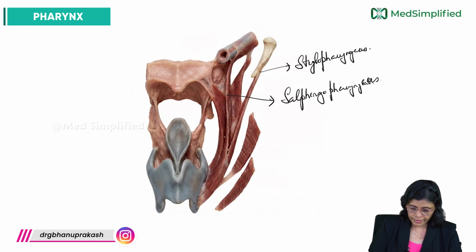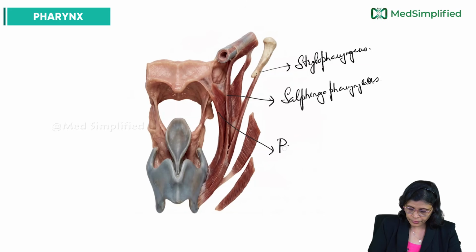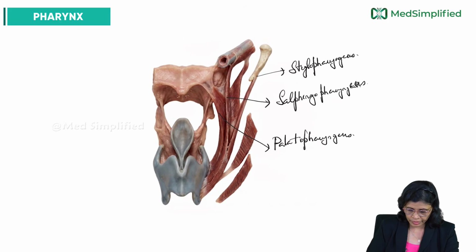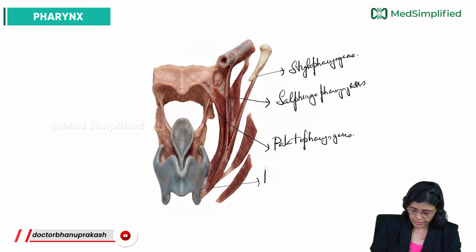Then from near the auditory tube we have the salpingopharyngeus, and from the soft palate we have the palatopharyngeus. They all form a conjoined tendon and get inserted to the posterior border of the lamina of the thyroid cartilage. You can see all of them getting inserted here.